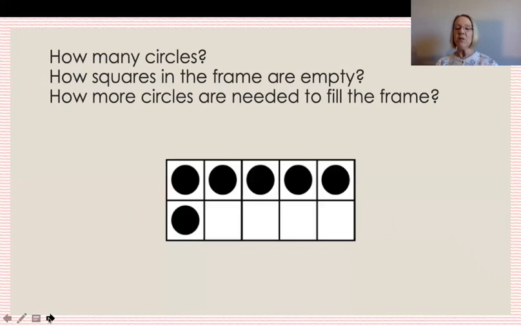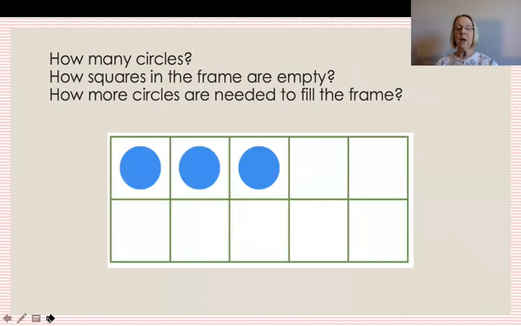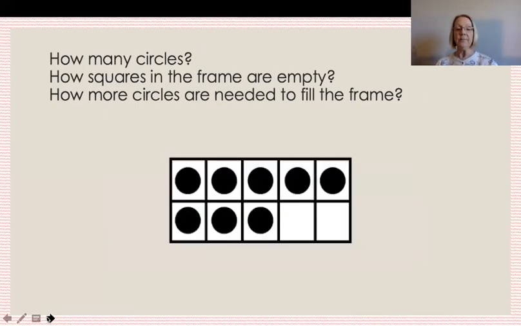How many circles? 6. How many squares in the frame are empty? 4. How many circles are needed to fill the frame? 4. So 6 plus 4 is 10, or 4 plus 6 is 10. How many circles? 3. How many more circles are needed to fill the frame? 7. So 3 plus 7 is 10, or 7 plus 3 is 10.